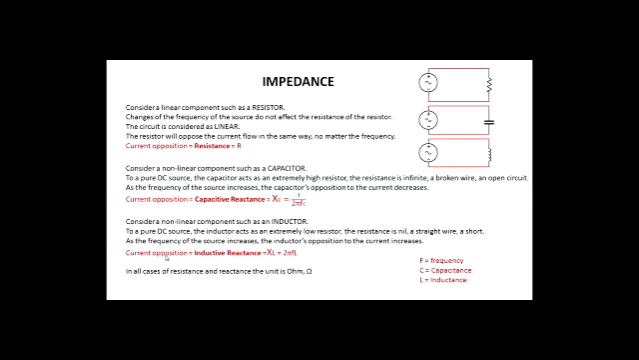So the current opposition for a coil is also called reactance, because it's not a constant. It is going to react differently depending on the frequency that you apply. So that's why we call this inductive reactance. And the designation is XL. And you see the formula is 2 pi FL, where F is frequency and L is the inductance of the coil. In all cases, the resistance and reactance, the units, we express them in ohms.